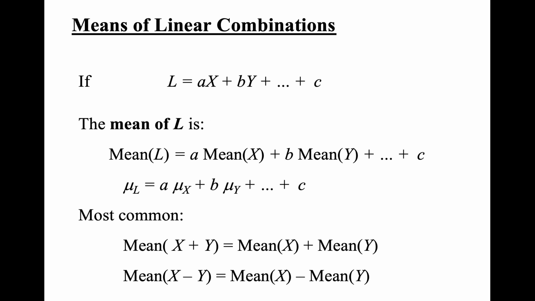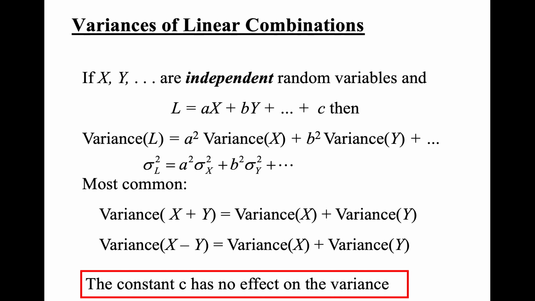So the mean of a linear combination: if L equals aX plus bY plus c, then the mean of L is determined from the mean of X and the mean of Y. Most common is the mean of X plus Y, which is mean X plus mean Y. And the mean of X minus Y is going to be mean X minus mean Y.